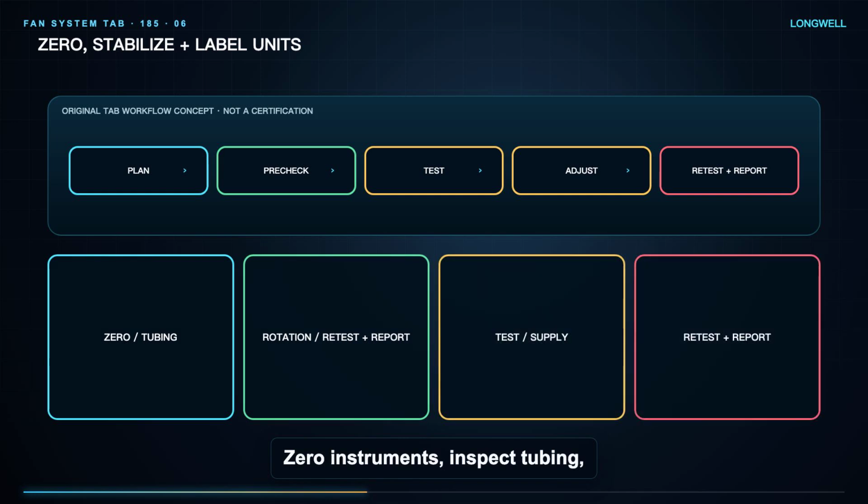Zero instruments, inspect tubing, stabilize the system, and record units and sign conventions. Document air density or the temperature and pressure needed for correction. Never silently mix pascals, inches of water, CFM, liters per second, cubic meters per hour, feet per minute, and meters per second. Report only precision supported by the method.